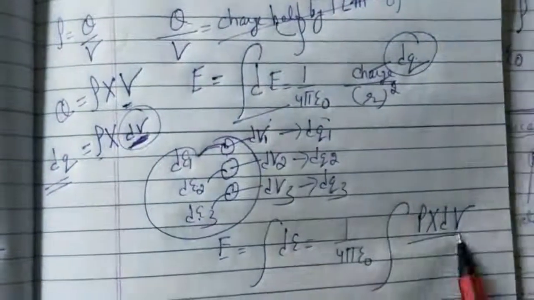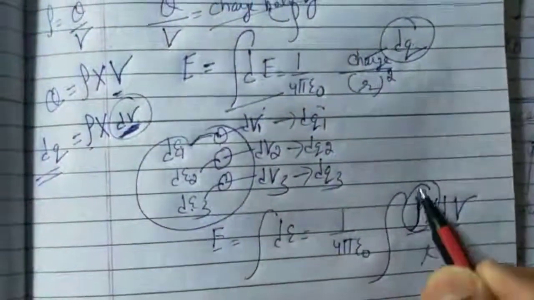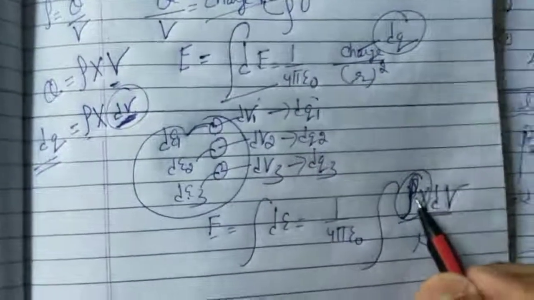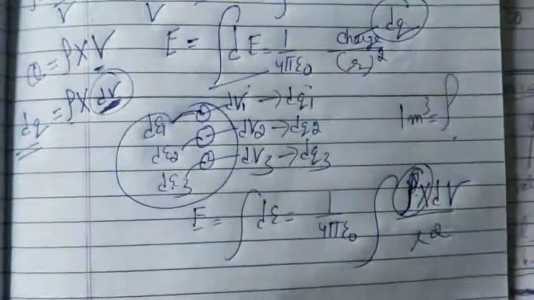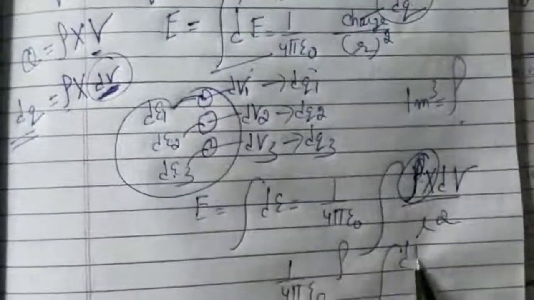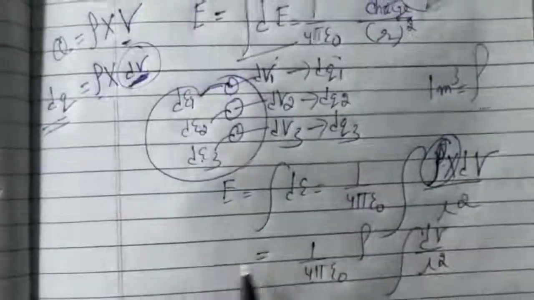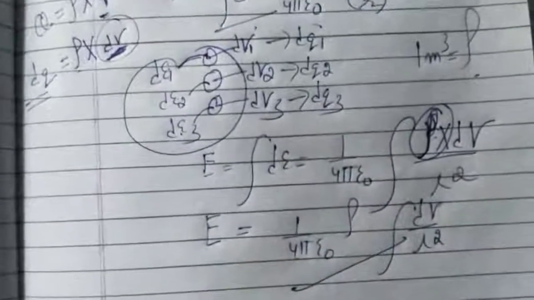And what is the value of r square? Rho is constant. It's the charge in 1 meter cube of volume, so rho is constant and it will be outside. 1 upon 4 pi epsilon naught, rho is outside. What will remain? dV upon r square is equal to E. So this is the electric field intensity due to a volumetric charge distribution.